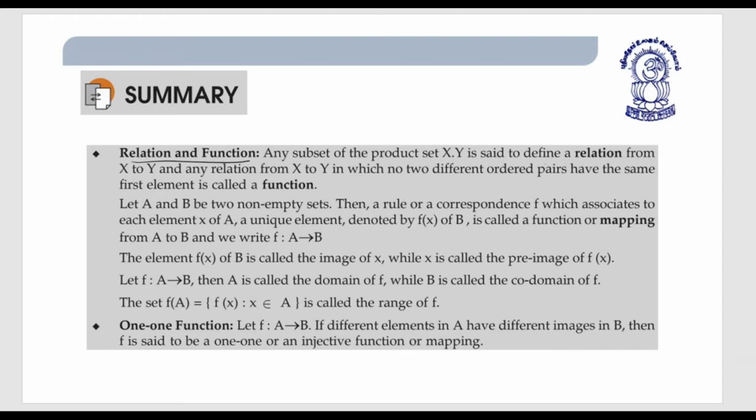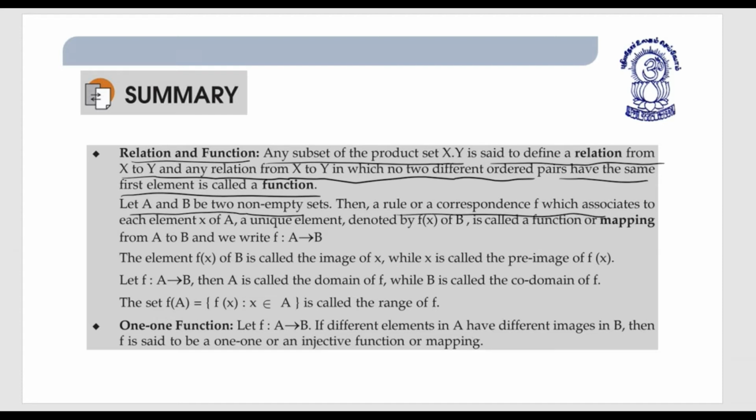Relation and function. Any subset of the product set X cross Y is said to define a relation from X to Y, and any relation from X to Y in which no two different ordered pairs have the same first element is called a function. Let A and B be two non-empty sets, then a rule of correspondence f which associates to each element x of A a unique element, denoted by f of x, of B is called a function or mapping from A to B, and we write f: A tends to B.